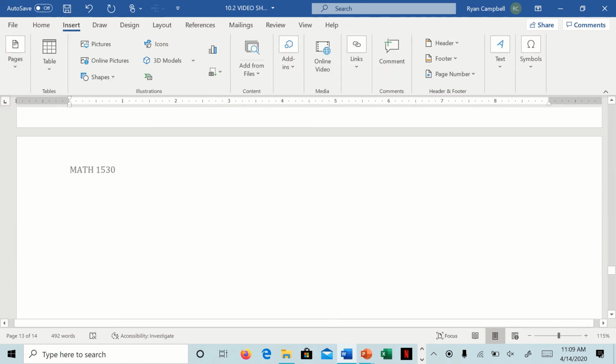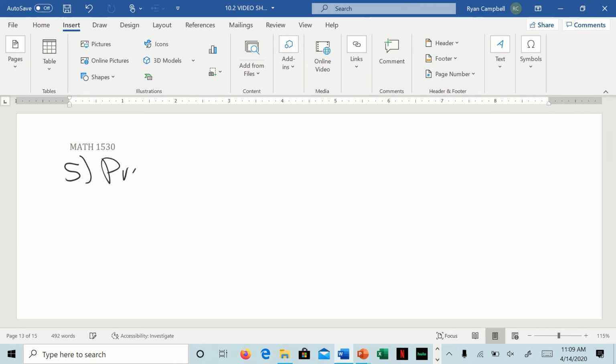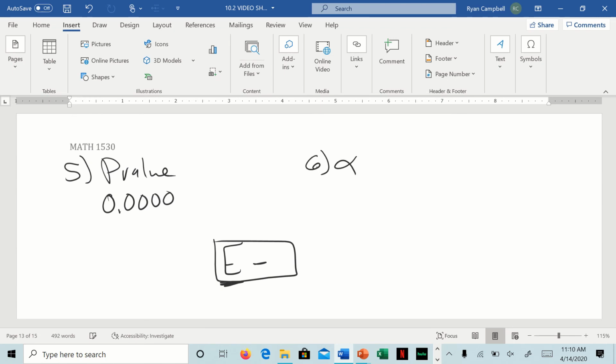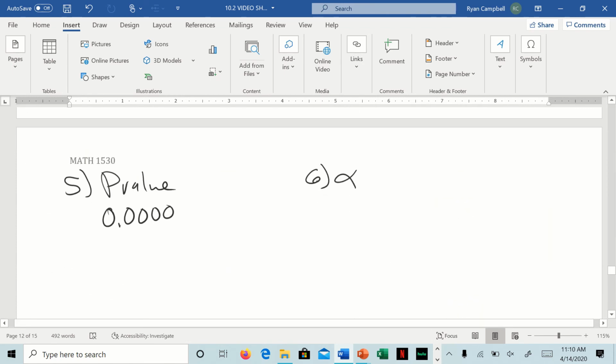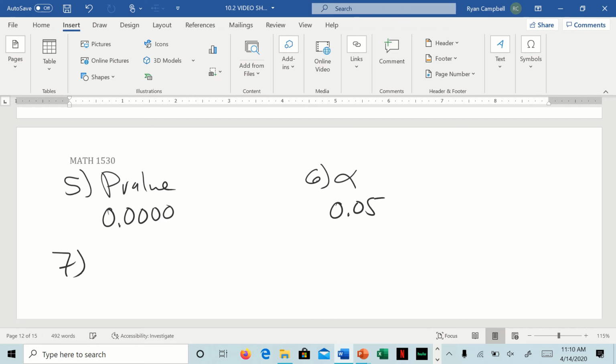Step 5, p-value. The p-value is 0. If you thought it was something else, remember, if it has an E number, you need to look at that E number, right? Move the decimal over, and you should get 0. Number 6, significance level. Well, it just told us that it was 0.05. So number 7, reject or fail to reject. The p-value is lower, so we're going to reject the null hypothesis.